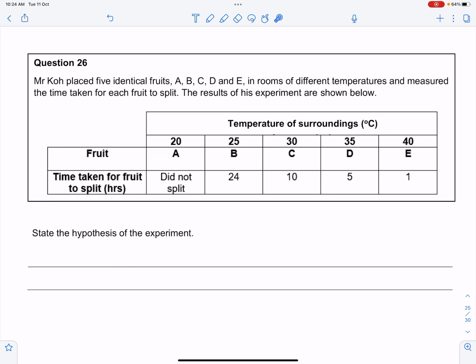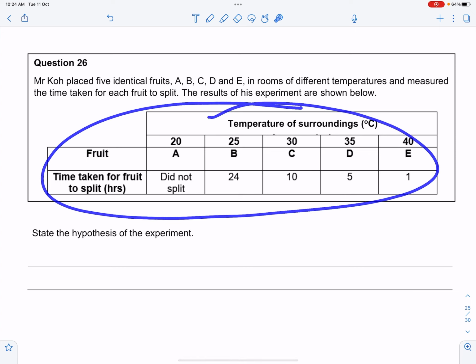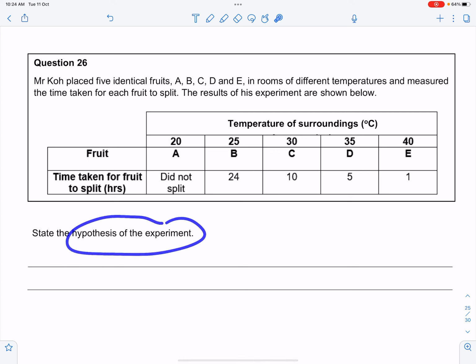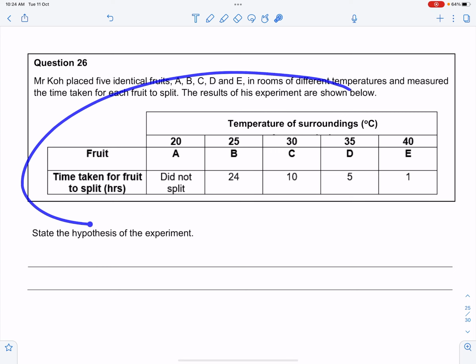You have different temperatures. This is something that you change. This is your change variable, right? So I would say as the temperature of the surrounding increases, the time taken for the fruit to split should decrease. Something like that. Or I can say should increase. I am not going to look at this to write my hypothesis because it shouldn't be the case. This is results. Your hypothesis comes before your results. And then you carry out your experiment to see whether or not your hypothesis is correct or wrong.